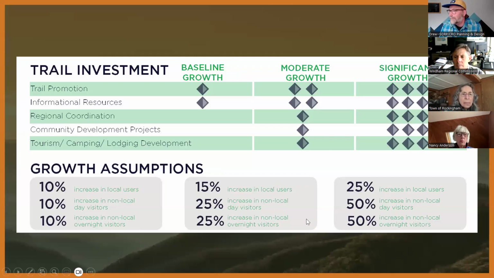And so if they are in that moderate scenario, we're thinking that they could grow overnight and non-local day visitors a little bit more. And then in the significant growth scenario, that's where you have the opportunity to grow that non-local visitation the most.